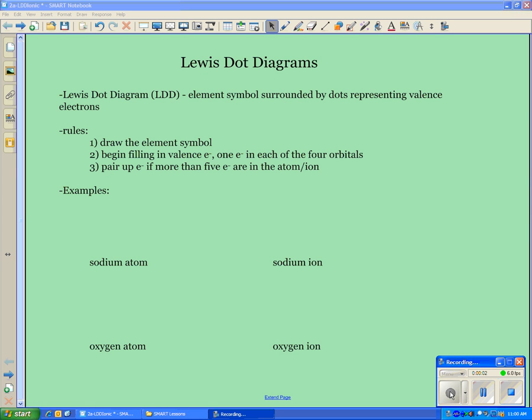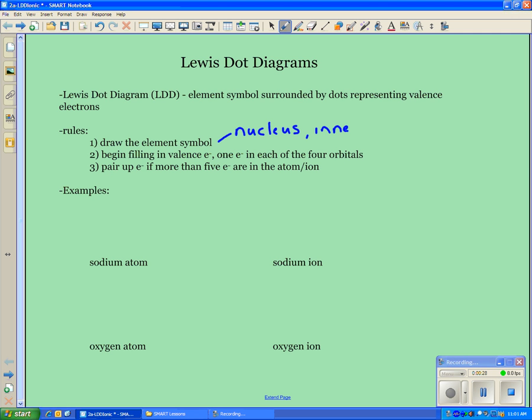In this next lesson, we're going to look at diagrams or pictures that are called Lewis dot diagrams. A Lewis dot diagram shows an element symbol surrounded by dots that represent valence electrons. Remember that valence electrons are the ones in the outermost energy level. To draw a Lewis dot diagram, the first thing you need is the element symbol, and this represents the nucleus and the inner electrons. The inner electrons are not part of the bonds, which is what Lewis dot diagrams are used for, so we don't need to draw those inner electrons.